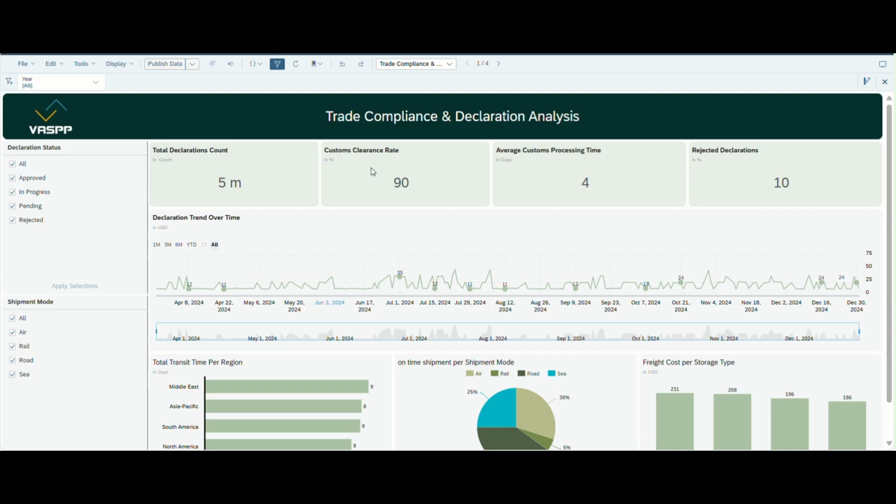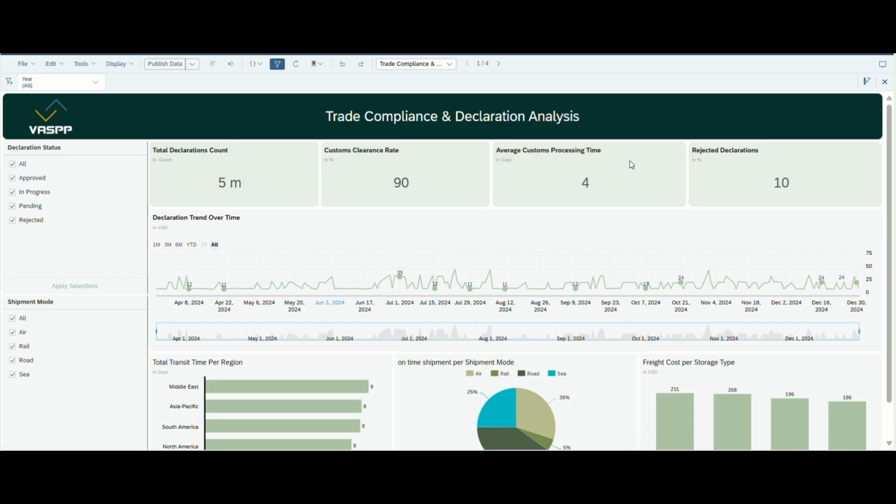The average customs processing time is 4 days. This metric highlights efficiency differences across regions. Faster clearances indicate streamlined processes, while delays may point to documentation gaps, regulatory complexity, or partner inefficiencies.